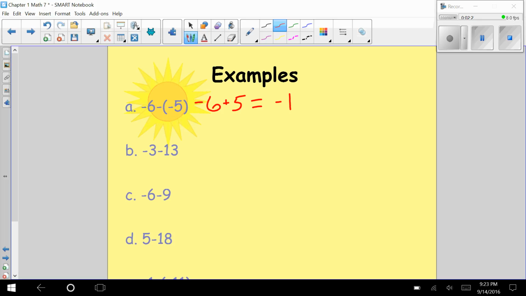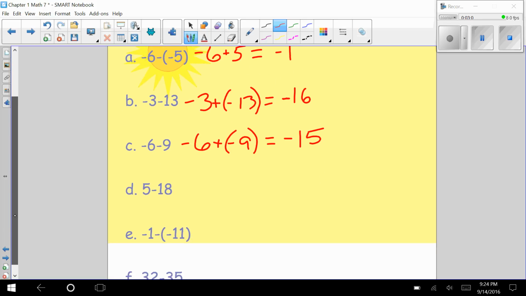For negative 3 minus 13, I change it into negative 3 plus negative 13. Both numbers are negative, so I just add the two together and stick the sign on in the end, which makes negative 16. For negative 6 minus 9, first number stays the same. Change it into a plus, and the opposite of the second number, so I have negative 6 plus negative 9. Both of these numbers are negative. I just add them together and stick the negative sign on in the end, which makes negative 15.